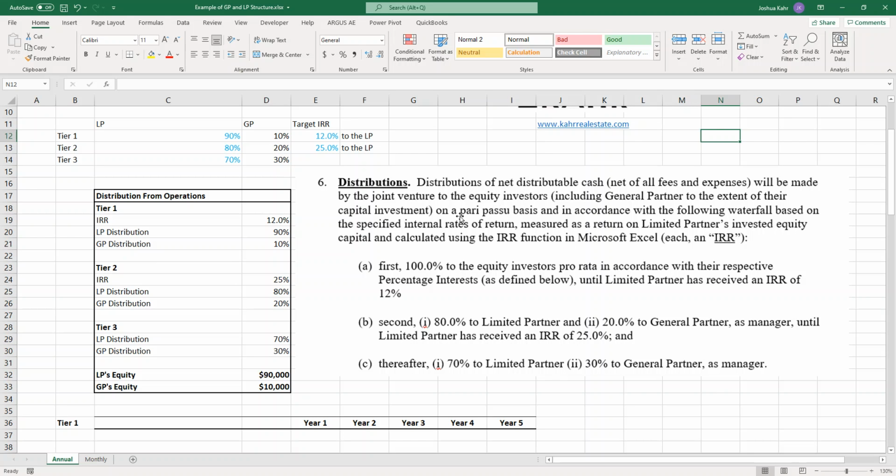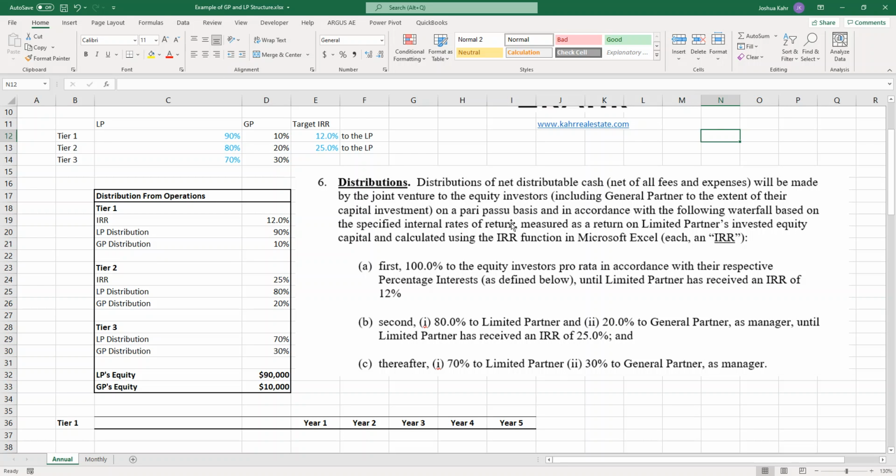The other thing it says here is we're going to distribute the money on a pari passu basis. Pari passu is a fancy way of saying we get paid at the same time. So if we're splitting money, say 70-30, and a dollar comes in, we split it 70-30. Basically, you get 7 cents when I get 3 cents. We're getting paid at the same time.